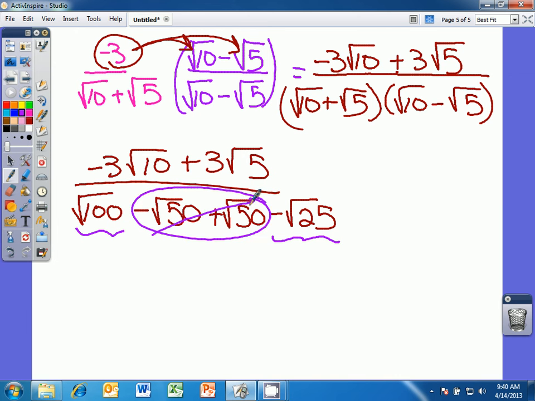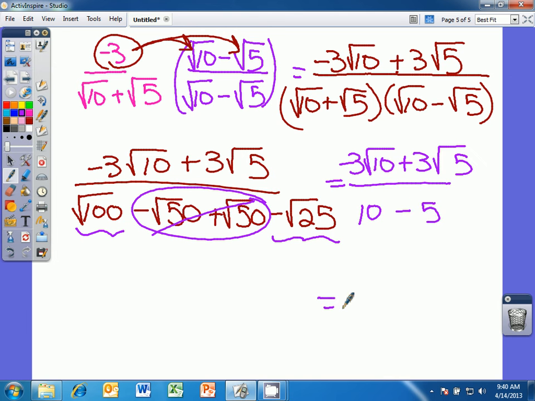So if I simplify, one more step here, negative 3 radical 10 plus 3 radical 5 over square root of 100 is 10, minus square root of 25 is 5. So you see that's done my job. I rationalized. I removed all radical expressions from the denominator.